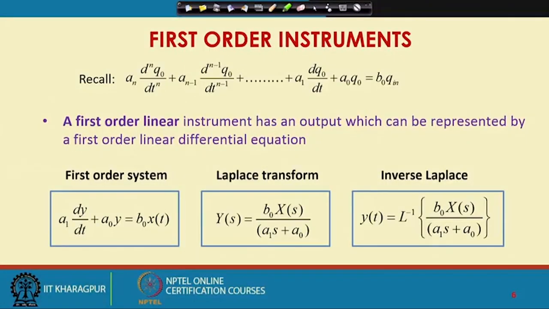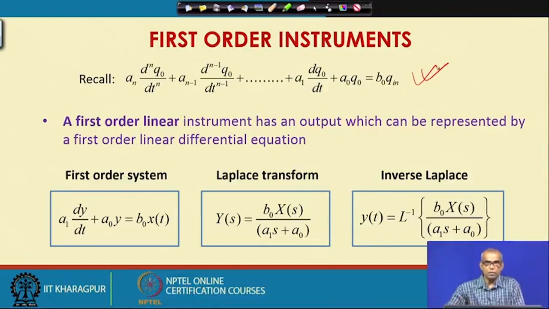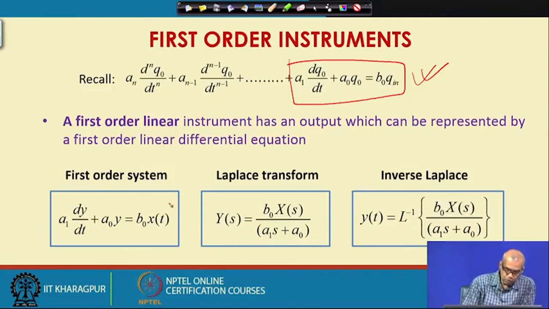So, now recall this equation representing the generalized model for any nth order instrument. For a first order instrument, I will retain only the first order terms. So, this represents the model for a first order instrument. So, a first order linear instrument has an output which can be represented by a first order linear differential equation. Here A1, A0 are the combination of system parameters and their constant coefficients. So, if we consider the input as, say, x(t), I put x(t) in place of the input, and this becomes the first order system's mathematical equation.